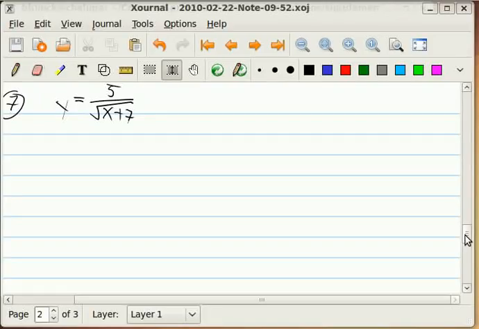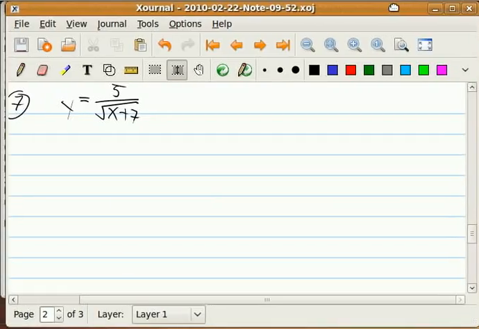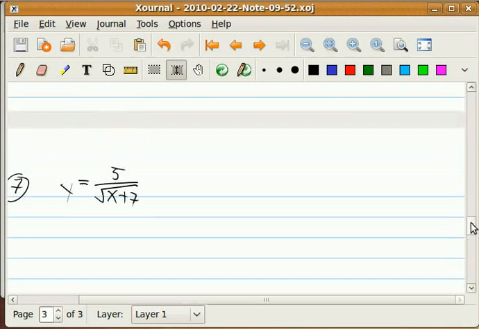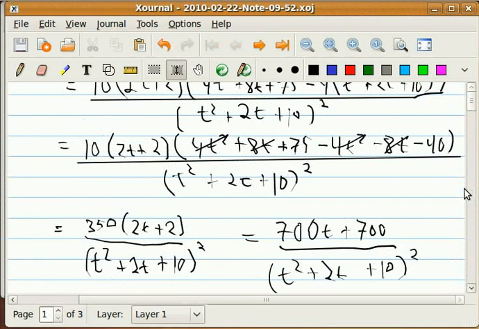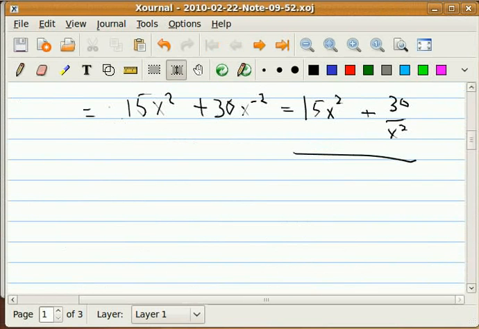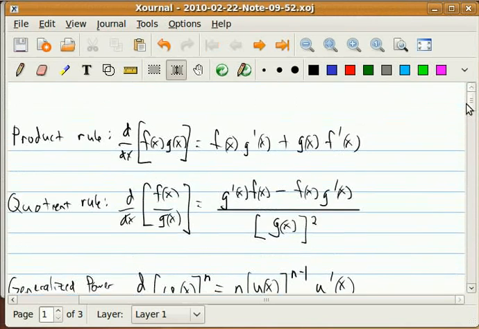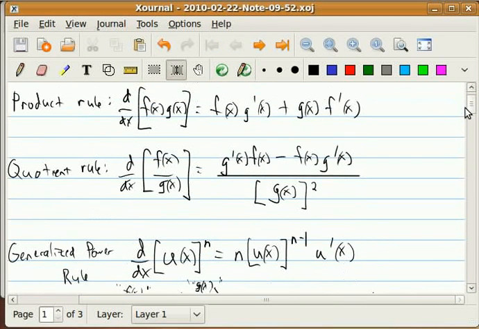Okay, a couple examples here from 2.5, similar to the homework problems. Let's see, there we go. Okay, so these problems use the generalized power rule, and I've written it here in one of the similar versions to what you'll see in the book.